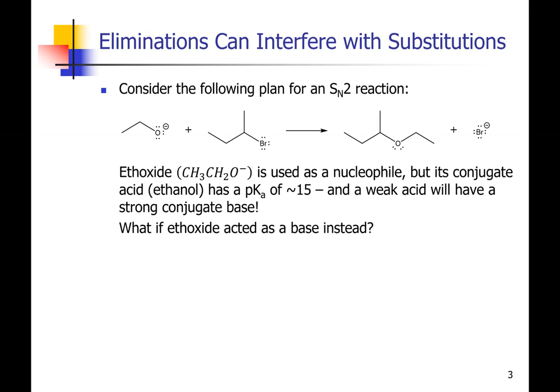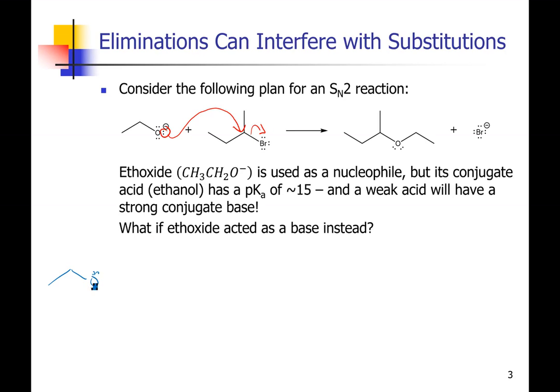We can imagine that we might want to do an SN2 reaction between ethoxide and 2-bromobutane by having the negatively charged oxygen atom come in and attack that carbon directly, kicking out bromide. And that's certainly one thing that can happen if you mix ethoxide and 2-bromobutane. But it's not the only thing that can happen. Our ethoxide can also act as a base.